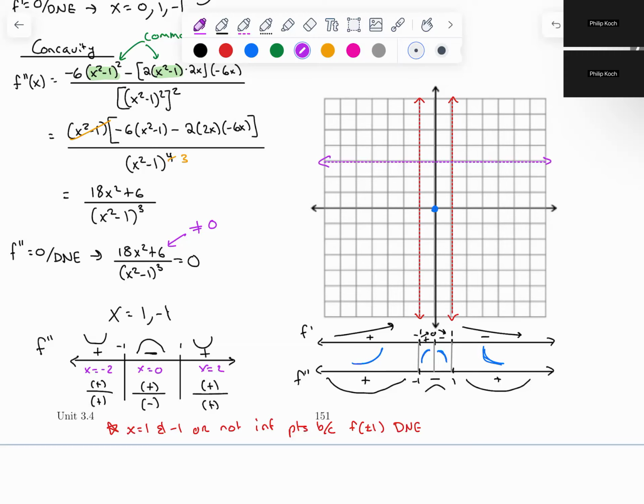So it can't be this, because it has to hug its asymptote, right? It has to hug its asymptote. And it has a horizontal asymptote at 3. So what I have to start off with is this shape.